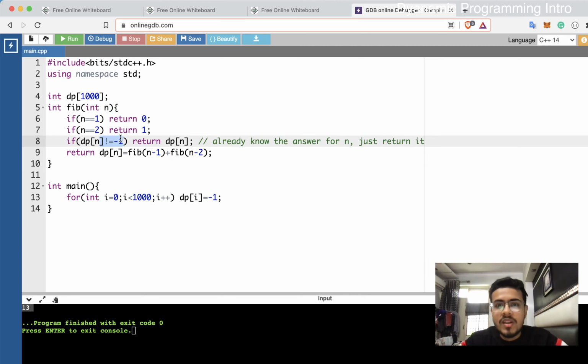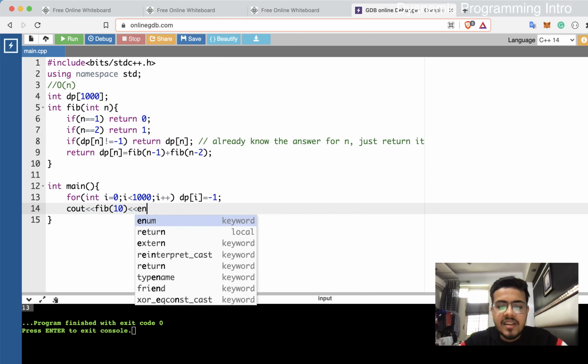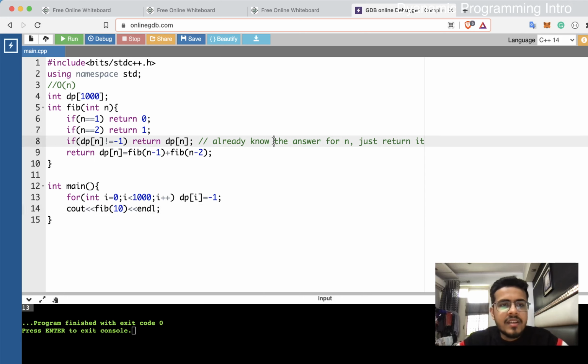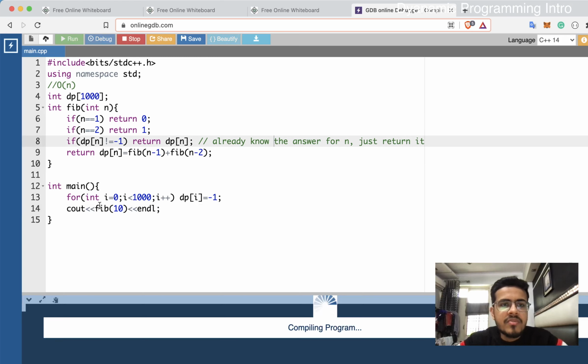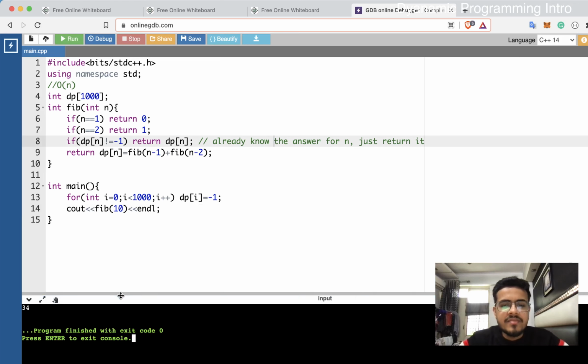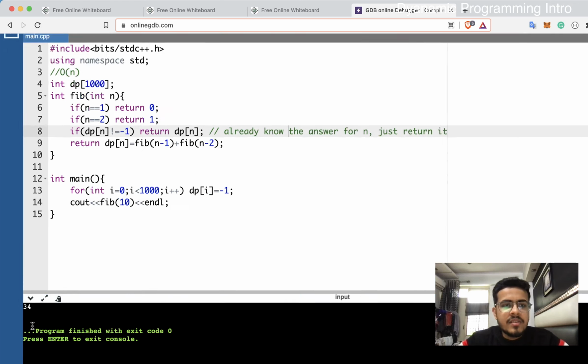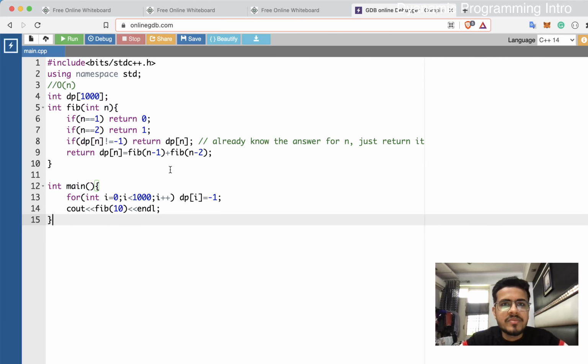And this is a very, very important topic and a very important way to optimize your problems. So I can very easily calculate, let's say, the Fibonacci number of 10 over here. Let me calculate it. So you can see that the Fibonacci number 10 is coming correctly. So that's how this particular code would work.